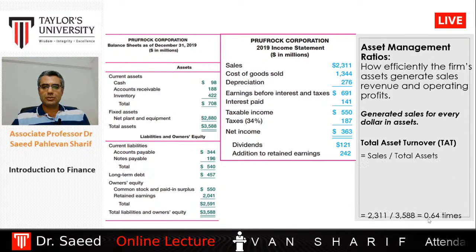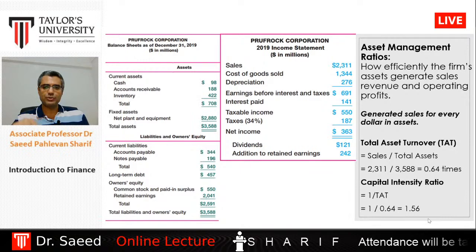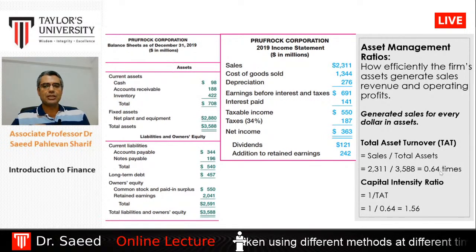And there is another ratio, again in the asset management ratios. And this is measuring the generated sales for every dollar in assets. This is called total asset turnover. You divide sales by total assets. In this case, sales, of course, you can find in the income statement, and total assets you can find in the balance sheet. So you get 0.64 times. This means for $1 in assets, your company can generate 64 cents in sales.